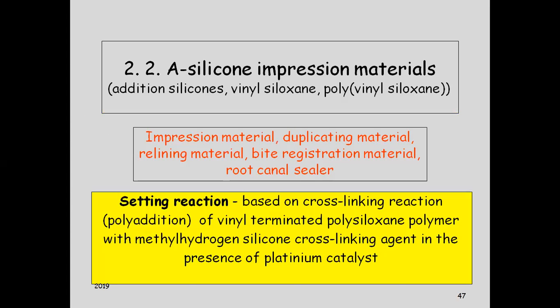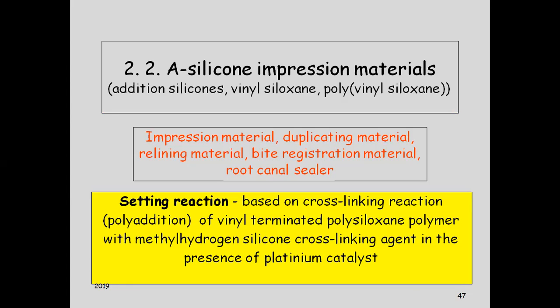Now come to A-silicon, which is the most common material nowadays used in every clinic, everywhere, right? A-silicon, addition silicon, vinyl siloxane, polyvinyl siloxane, and this is the most common impression material from where you will get questions. Impression material, duplicating material, relining material, bite registration material, root canal sealer.